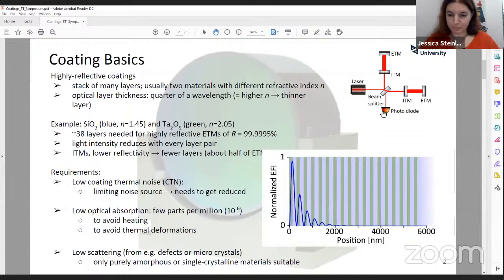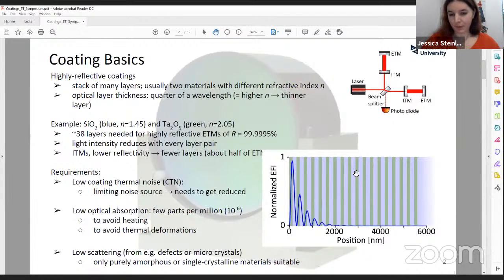Coatings are made highly reflective by building stacks of many, many layers. We need at least two different materials, because the refractive index change at the interfaces between the layers causes the reflection. And we build up a certain interference pattern by selecting a certain thickness. The ideal thickness to have as few layers as possible and as high reflectivity as possible would be a quarter of a wavelength in optical thickness per layer. So with optical thickness, the refractive index goes in, so higher refractive index layers are thinner.